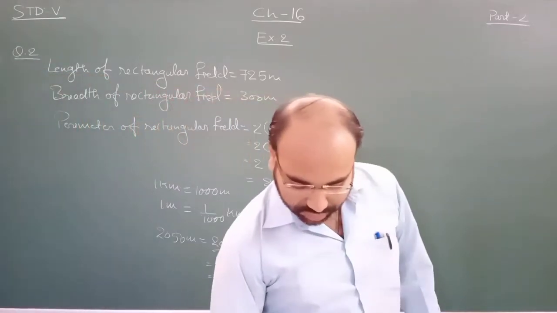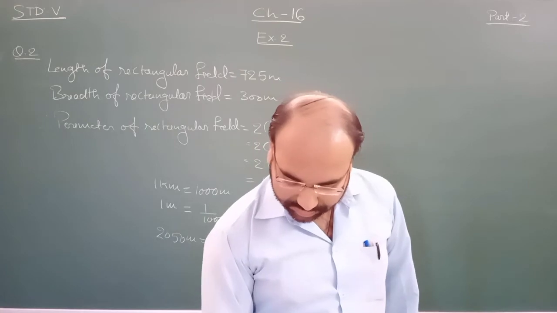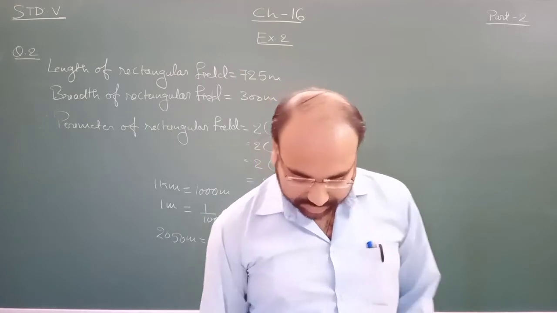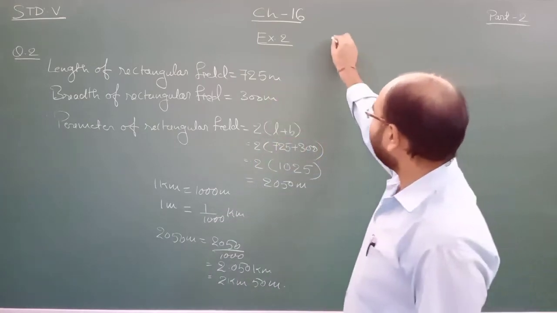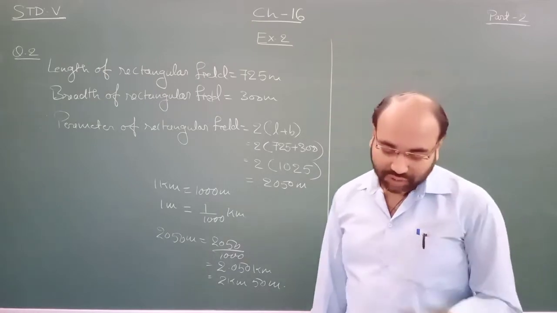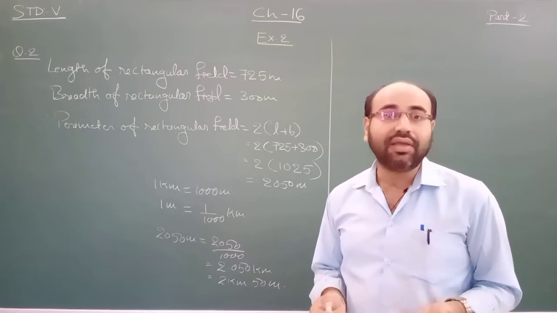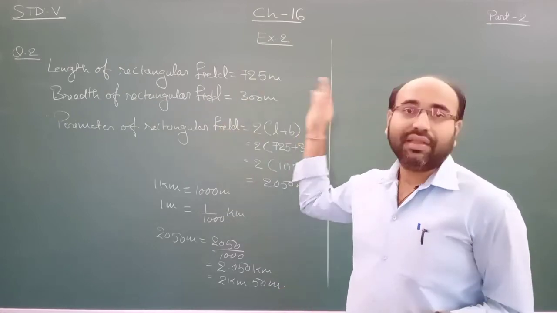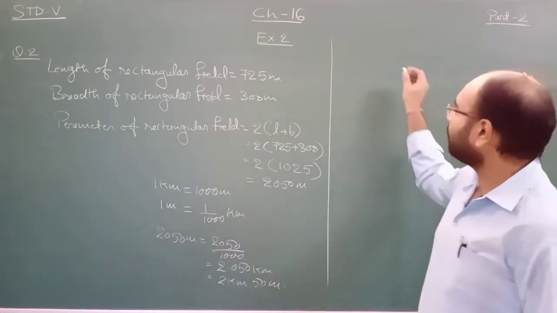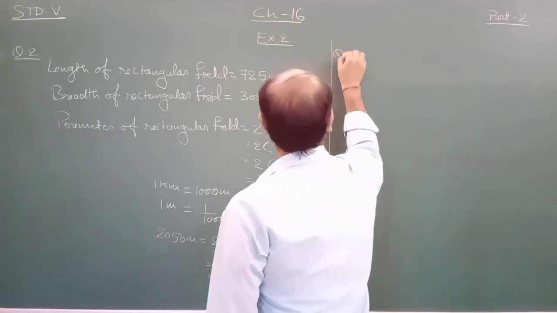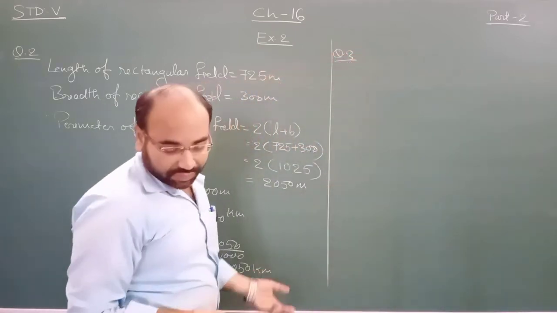Now question number 3, again it is of the same type. There it is given in the form of a square. वहाँ पे square दिया है. The side of square field is 300 meter. Find its perimeter in kilometer. तो यहाँ पे rectangle था. In the second one it is square. So in square what we have, the side of square field बोला है.